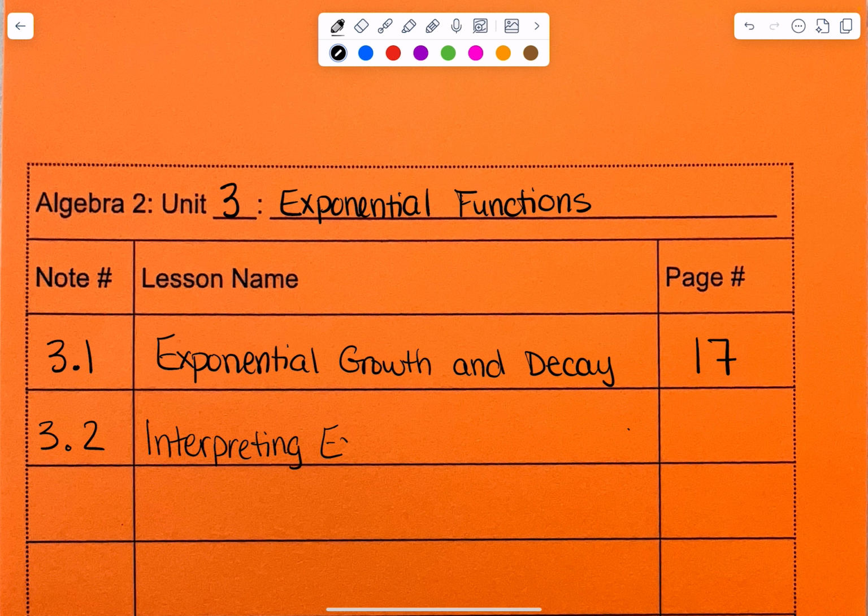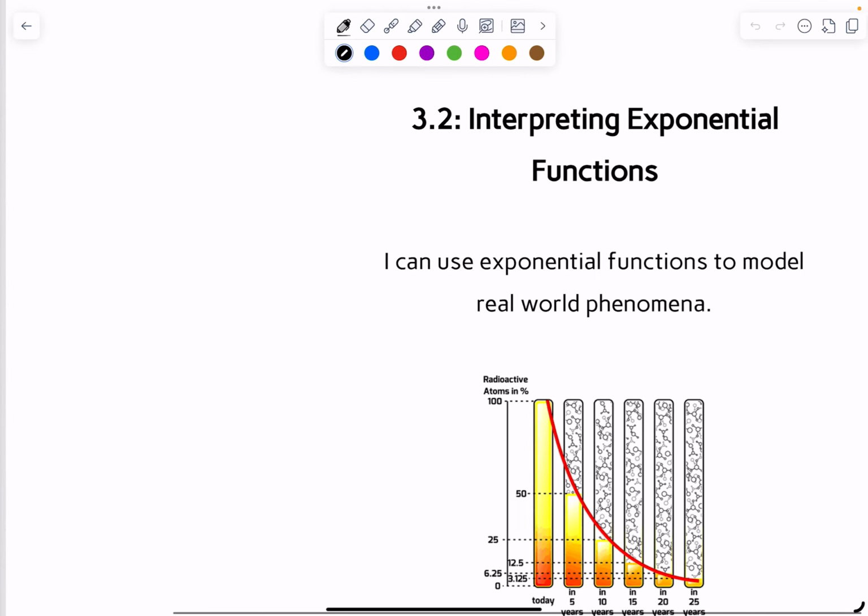exponential functions. Remember, when we are interpreting something, we are telling the meaning of it in the context of the problem. So you are going to see word problems here, and we need to interpret what those functions mean in the context of the problem. So this is going to be for me on my notebook on page number 18. So I'm going to come back over to our notes.